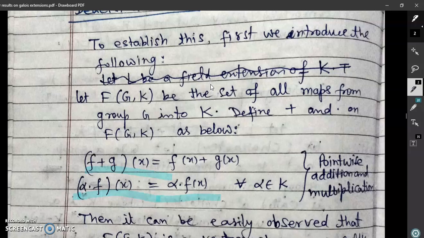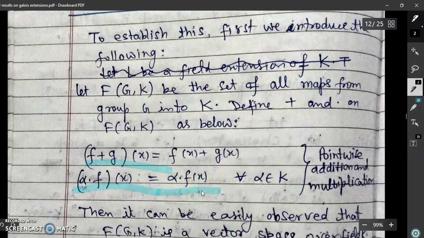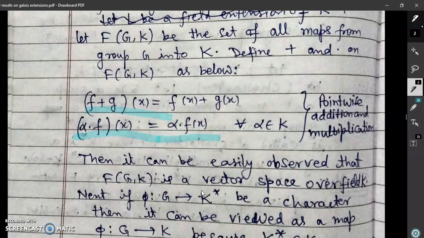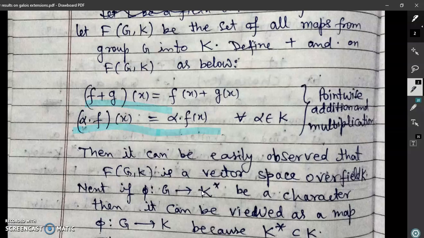So first we introduce the notion: let G be a group, K be a field. Then we introduce a new kind of vector space, F(G,K). F(G,K) is the set of all maps from G into K, and we define addition and scalar multiplication as follows: (f plus g)(x) is equal to f(x) plus g(x), and (alpha f)(x) is equal to alpha times f(x). Such operations are called pointwise addition and multiplication, and you may find them in any linear algebra book. So this is the function space.